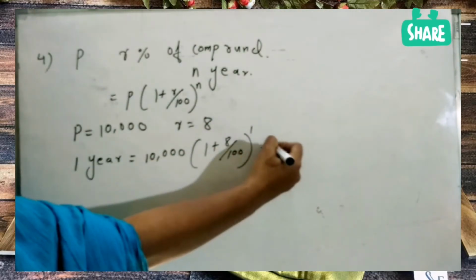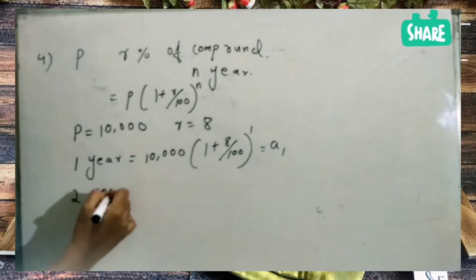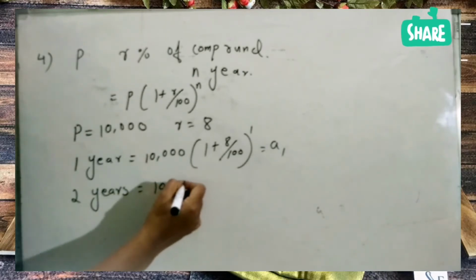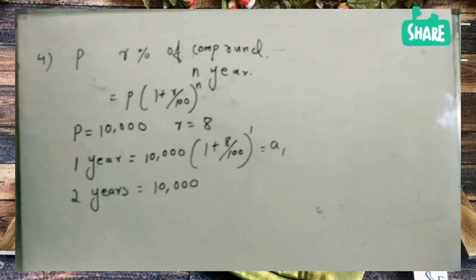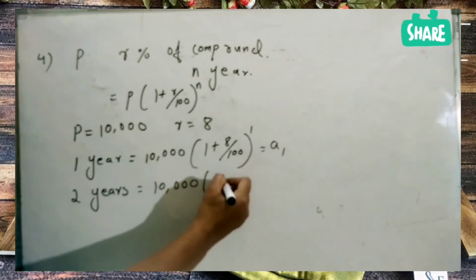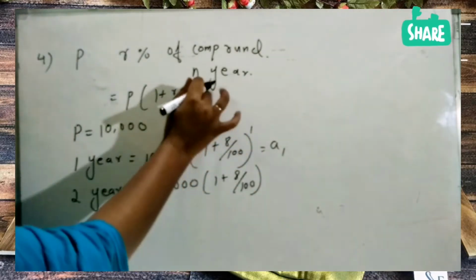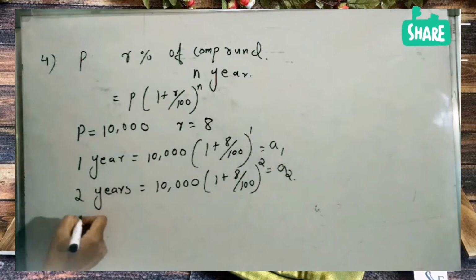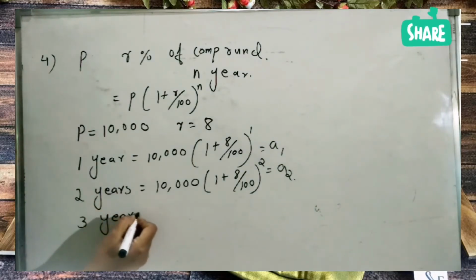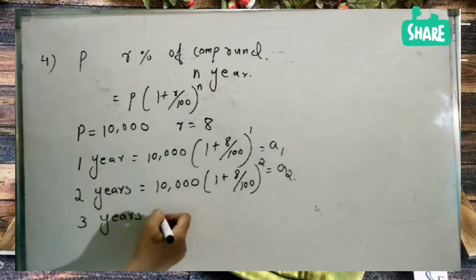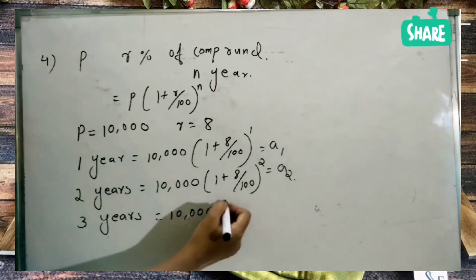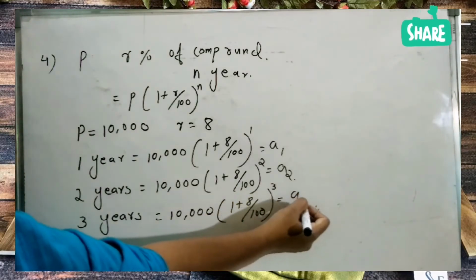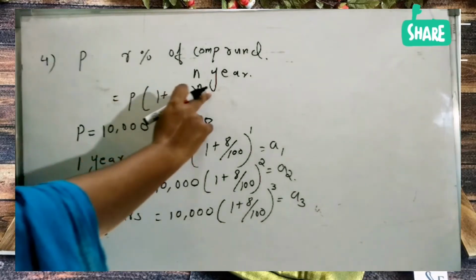Let it be A1. And after 2 years, that is 10,000, our principal amount, into 1 plus 8 by 100, where the value of n is 2 because it is after 2 years. That is A2. Then after 3 years, the amount of money is 10,000 into 1 plus 8 by 100 all raised to 3. That is A3. Here the variable is n.